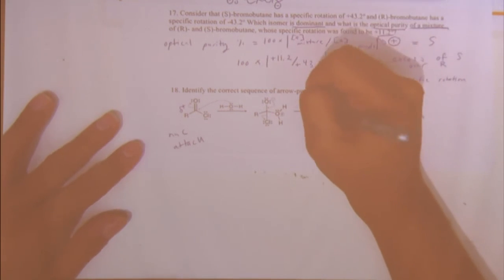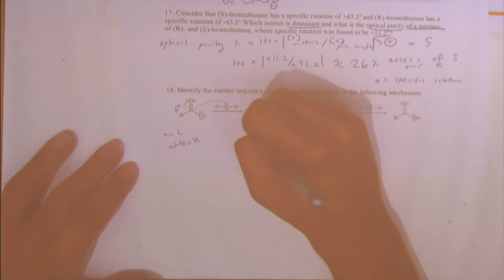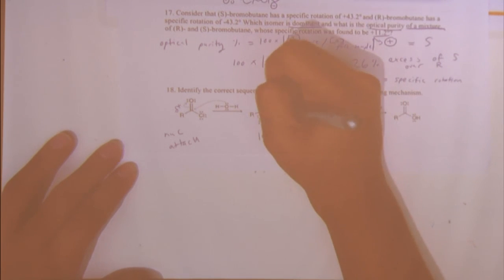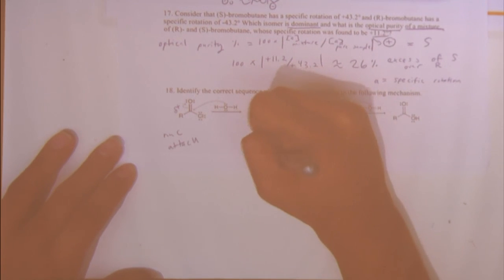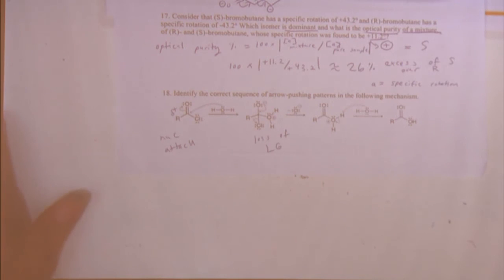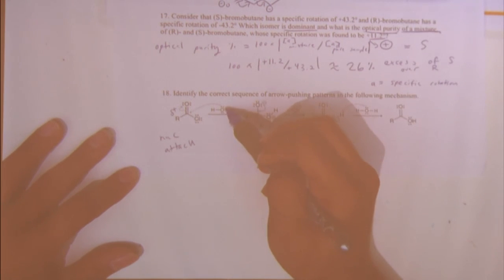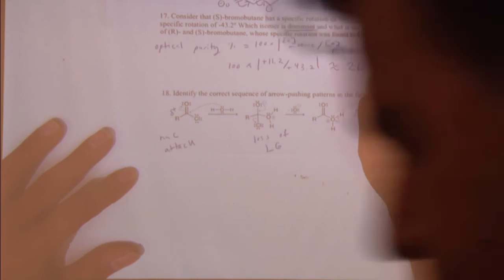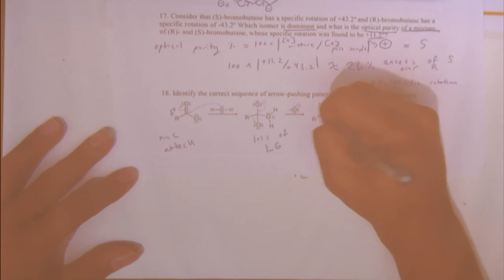Then here, this will be the loss of a leaving group, because the chlorine is being lost, as well as this bond being reformed. But more than anything, it's a loss of a leaving group. And here, the H2O, which was used as a nucleophile before, is now being used as a base to extract that proton. So it's going to do a proton transfer.